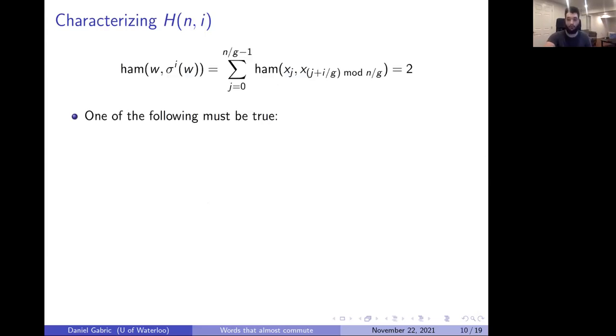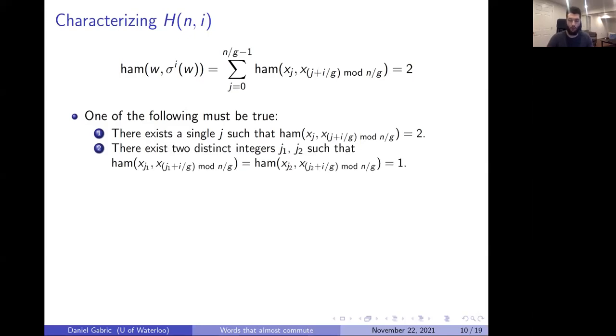Now, in order for this sum to evaluate to 2, one of the following must be true. We either must have that there exists a single j such that the Hamming distance between x_j and x_{j + i/g mod n/g} is equal to 2, and then all of the other Hamming distances would evaluate to 0. Or there exist two distinct integers, j1 and j2, such that the Hamming distance between x_{j1} and x_{j1 + i/g mod n/g} is 1, and then the same thing for x_{j2}.